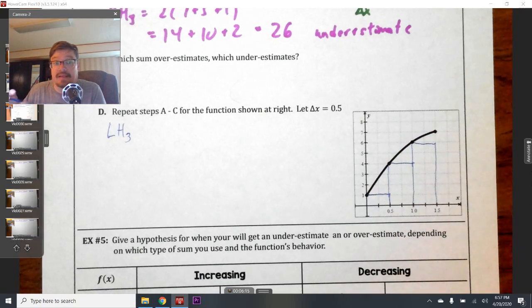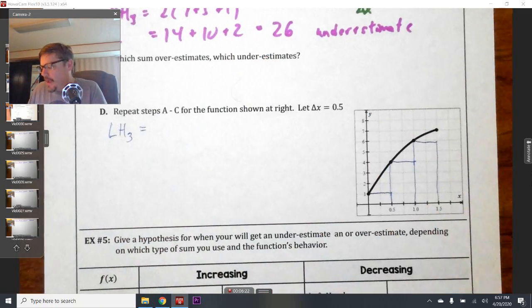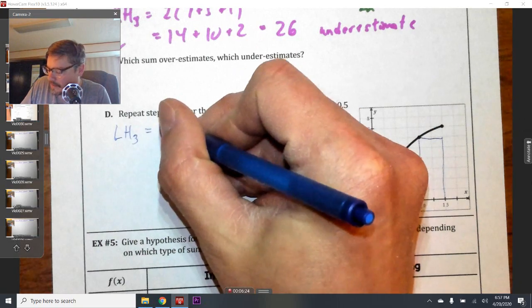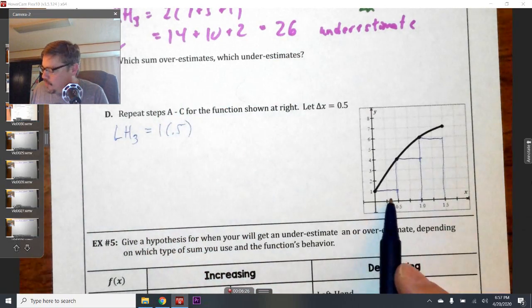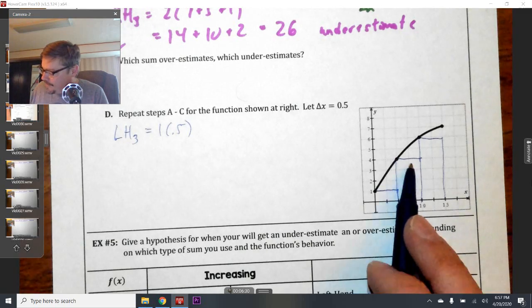So now the left hand has switched. Now it's going to be a big underestimate. Because of that width, I'm going to write this a little differently. Let's go 1 times 0.5 for this first rectangle. Then this width is also 0.5, but I've gone up to 4.